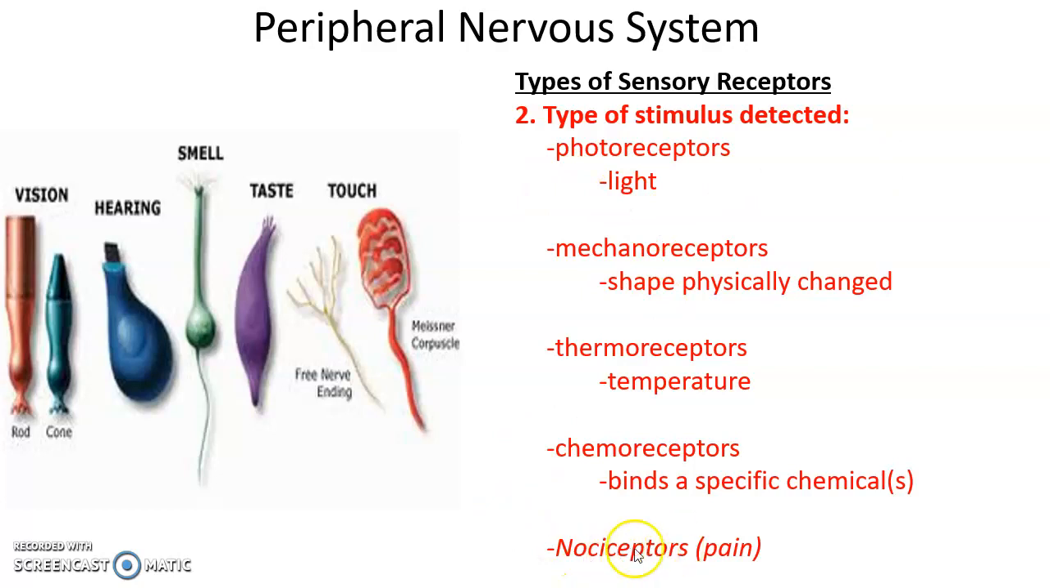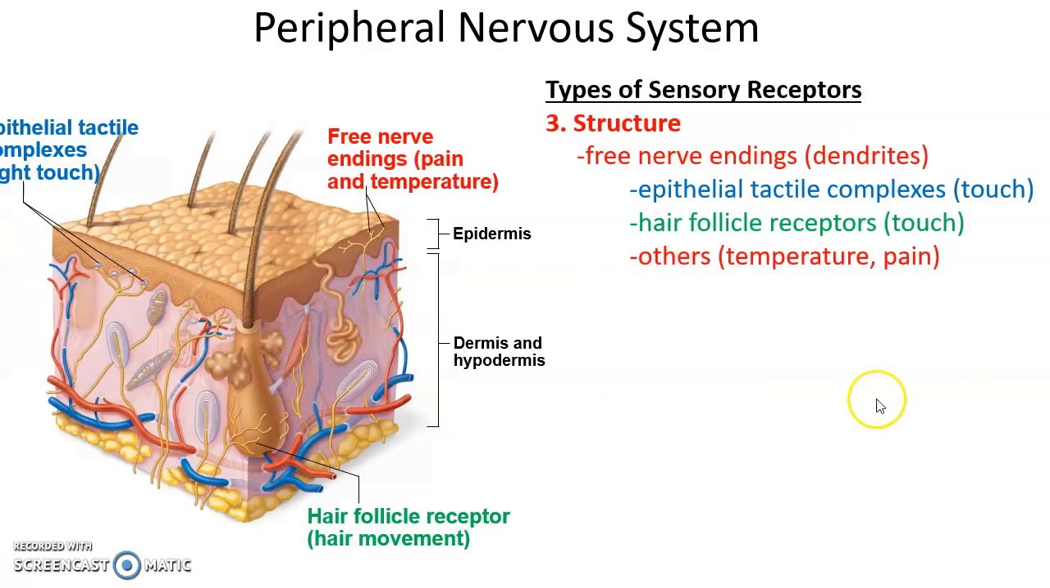And then finally, nociceptors. Nociceptors are the receptors for pain, and they can detect all kinds of things. So that could be overstimulation of other kinds of receptors. It could be actual physical damage to the body, and so on.